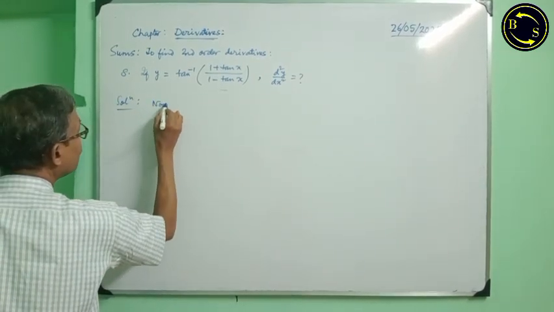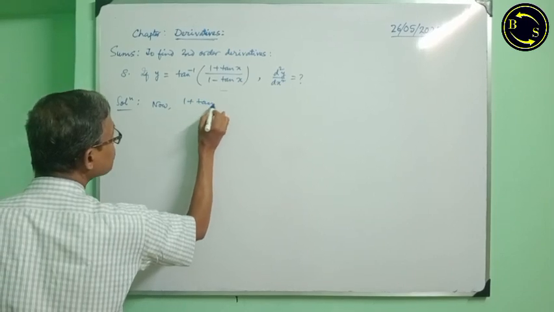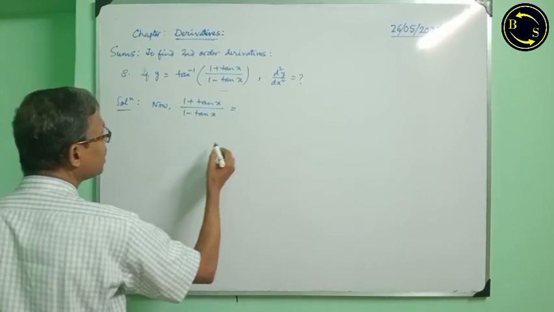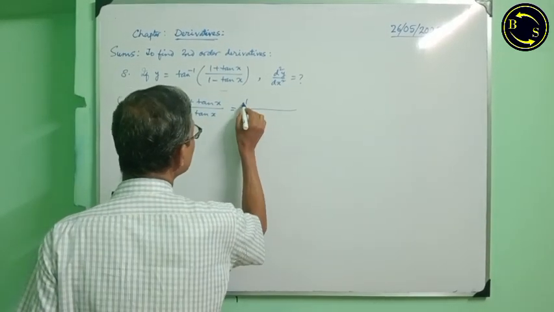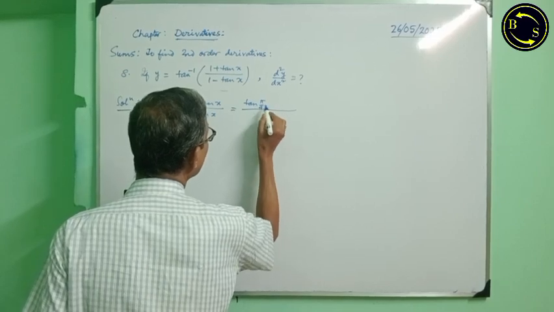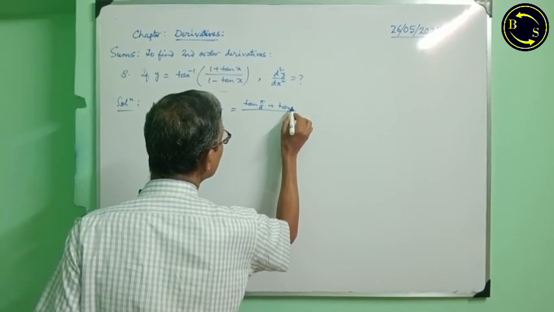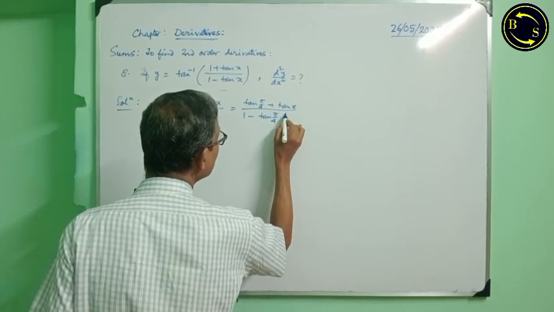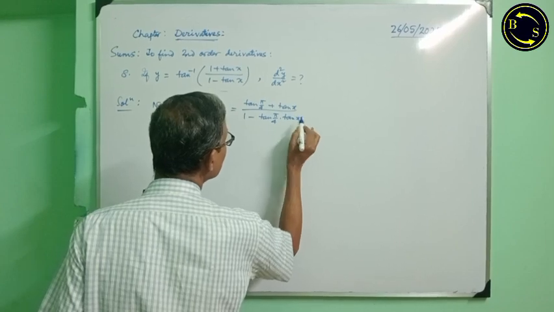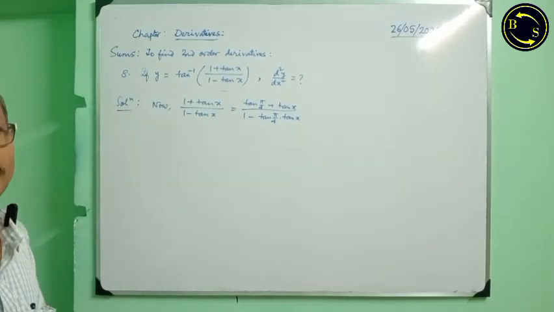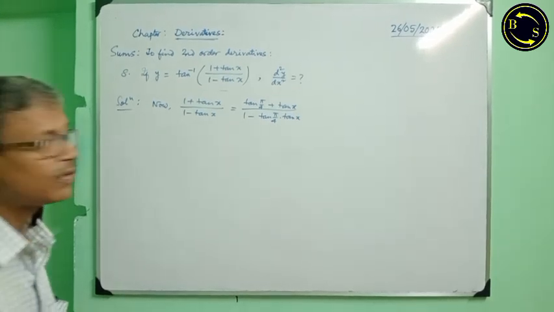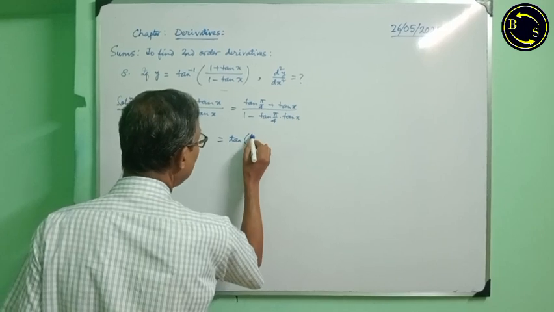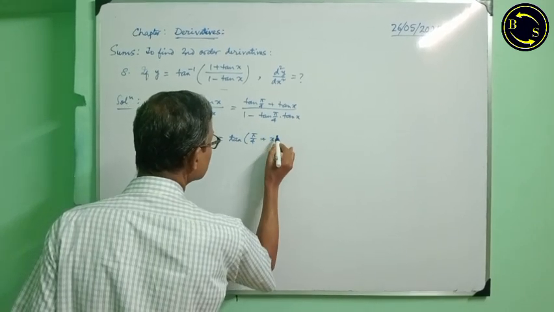Now (1 plus tan x) by (1 minus tan x) can be written as: 1 is tan pi by 4, so tan pi by 4 plus tan x, divided by 1 minus tan pi by 4 into tan x. Thus we get the form tan alpha plus tan beta divided by 1 minus tan alpha tan beta. Therefore, this is equal to tan of pi by 4 plus x.